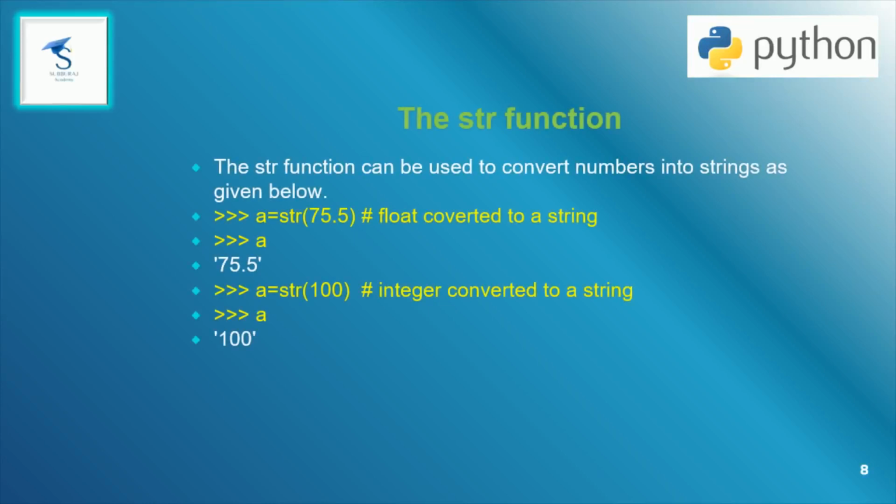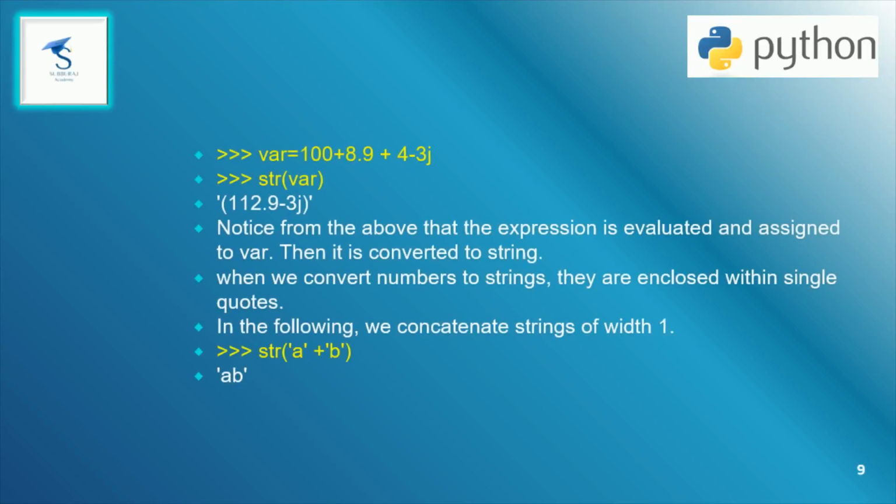There is a function in the str class. It can be used to convert numbers into strings. Note that 100 is a number. When it is enclosed in quotes, it is a string. We can add numbers including complex numbers as given in the first line. When we pass it to the str function, we get their total enclosed within quotes. Look at the last but one statement. We concatenate two strings a and b and pass it to the str function. We get ab enclosed in quotes as a string.